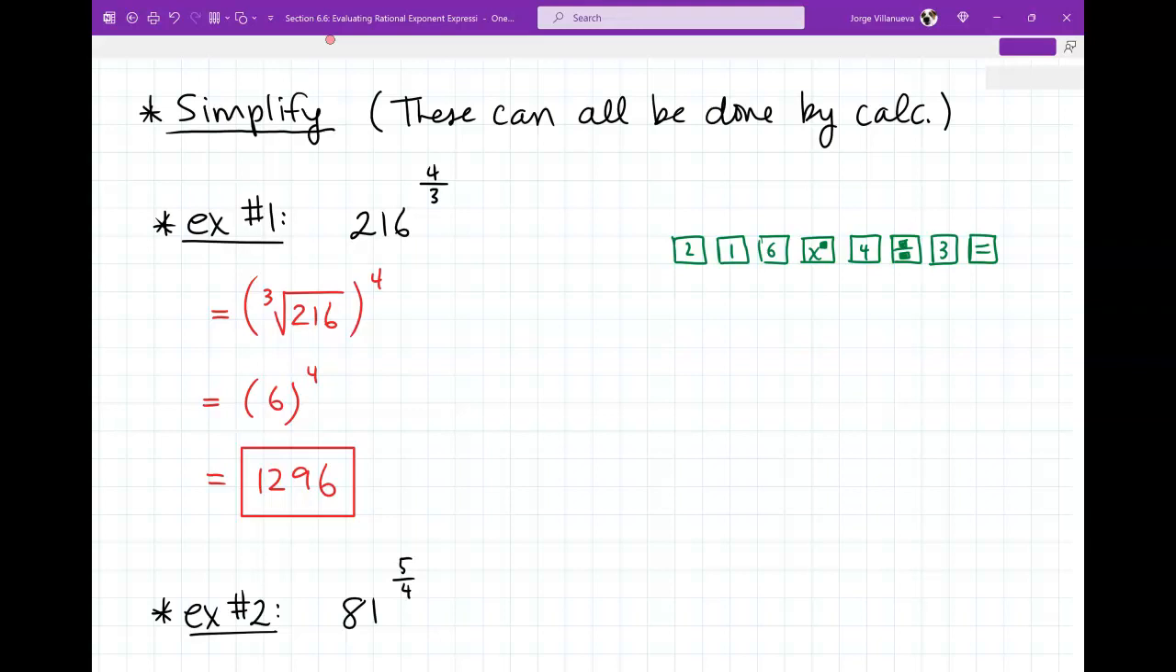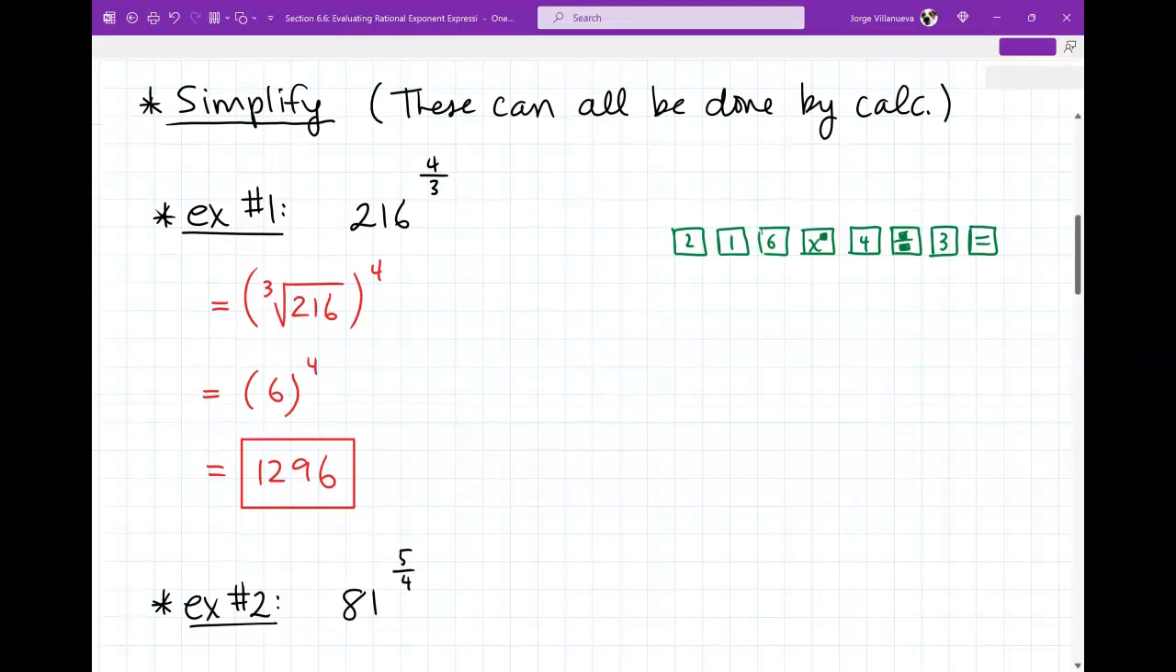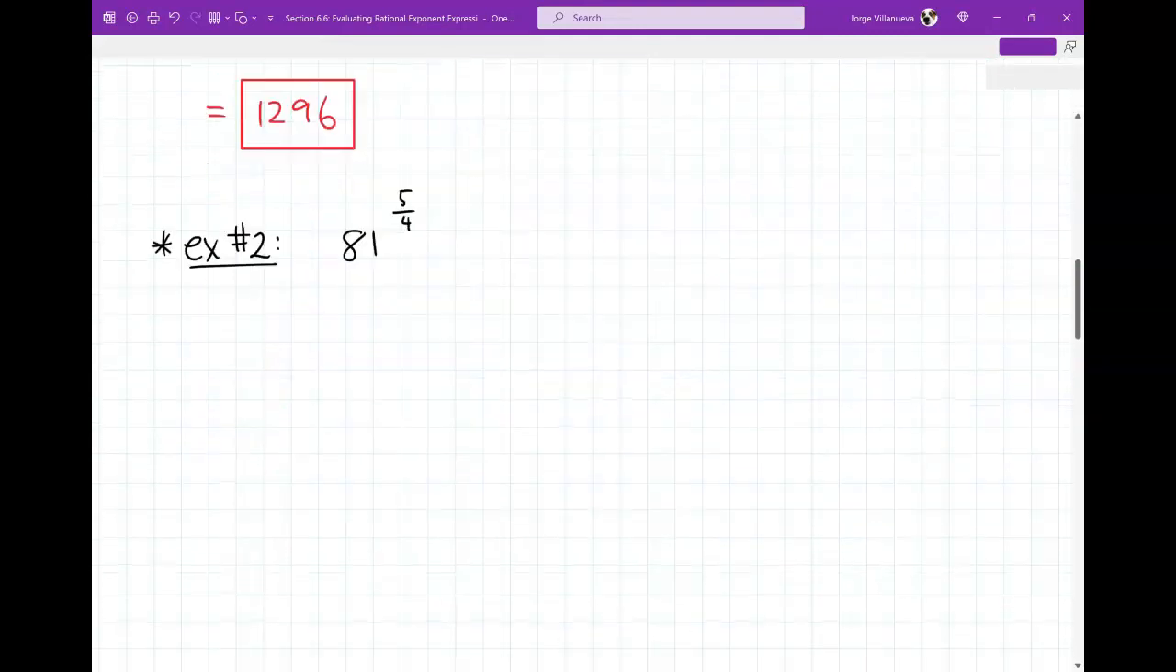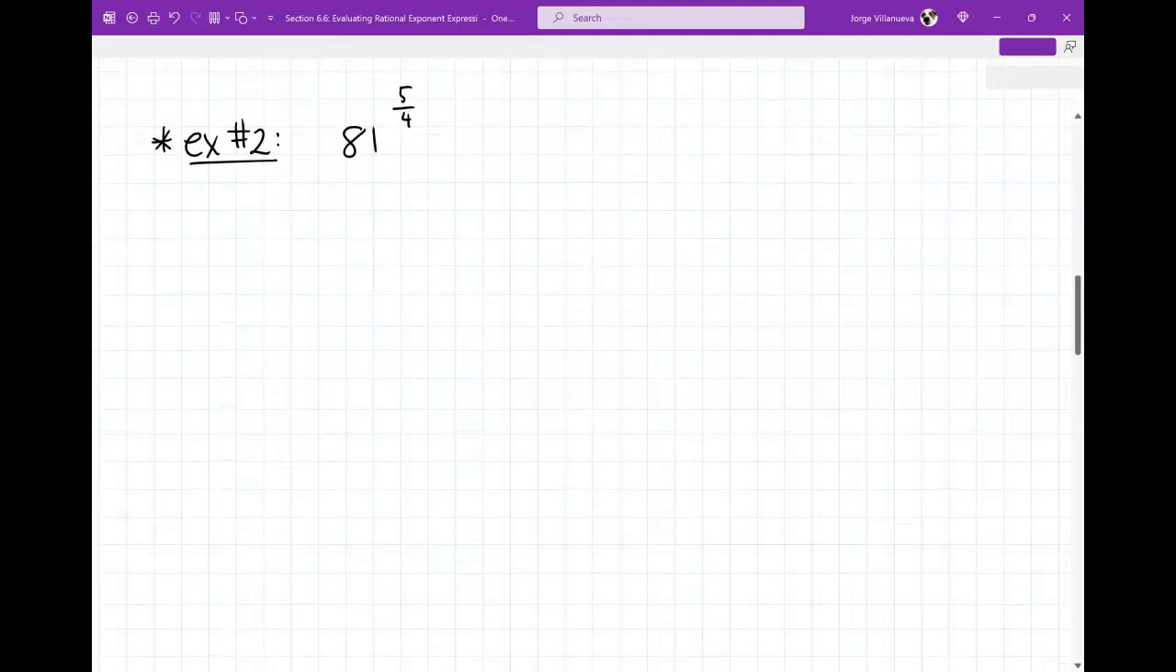Eventually, you're going to have to do the red route when we get to examples 4, 5, and 6, because we're going to have variables. But for now, the first 3 are all calculator based. But I am going to do them by writing them out. Feel free to test it out, make sure we get the right answers. All right, so example number 2 is 81 to the 5/4.